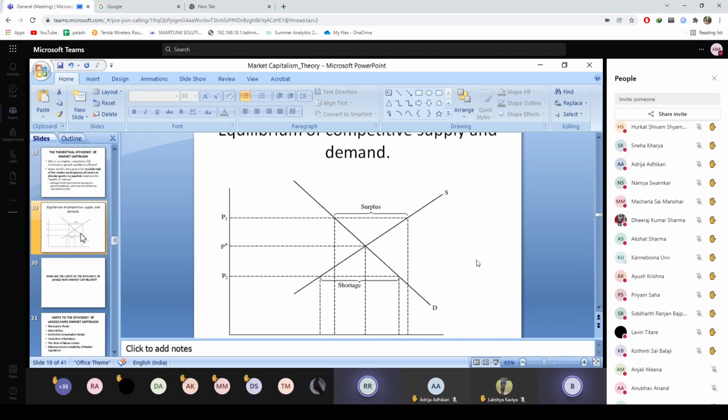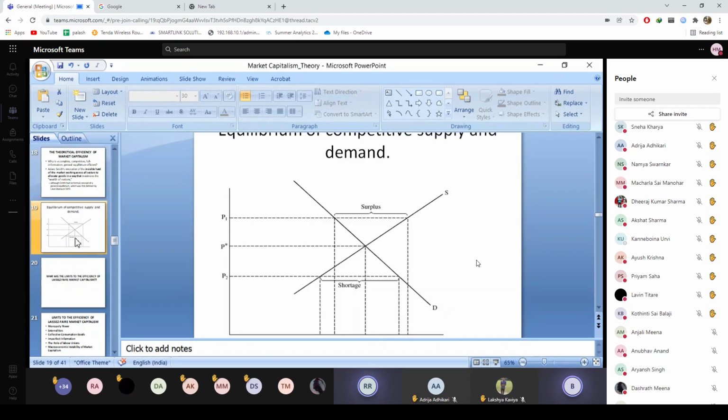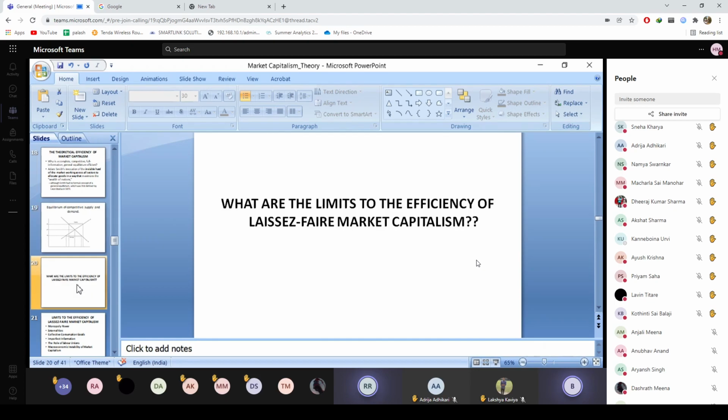Now, this is a powerful understanding and very insightful ideas, which is also driving countries' economies moving towards the market capitalist economy, which is even today the dominant force. But then it's not that everything is fine in a market economy. That's basically the point that we will be exploring here. That is, what are the limits to the efficiency of laissez-faire market capitalist economy? Okay.